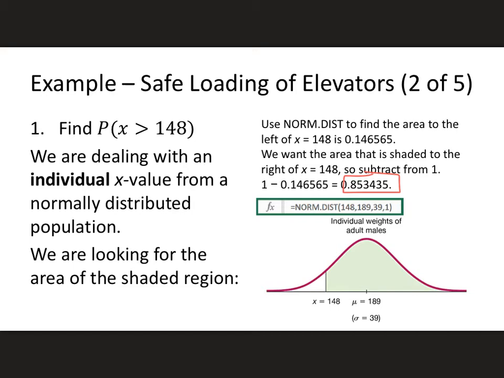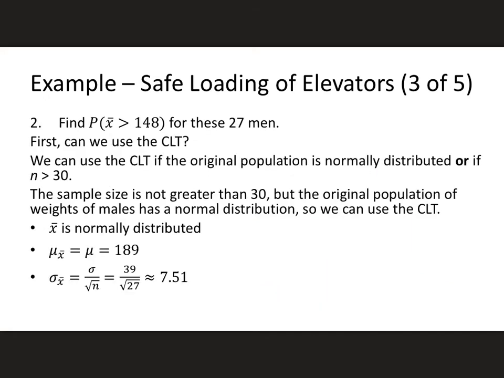So what this is saying is that we are having about an 85.3% chance that a single male weighs more than 148 pounds. And number 2, we're looking to find the probability of a group of males that has a weight of more than 148. And this is a group of 27.